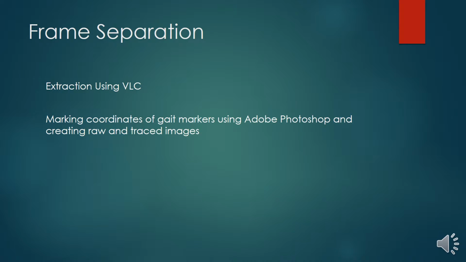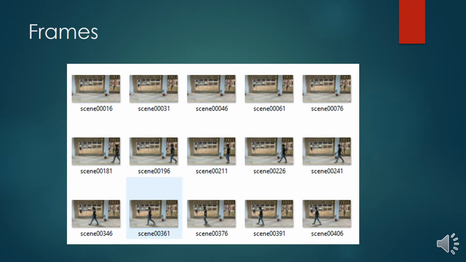So after making the video, we separated the frames using the VLC media player, and after separating the frames we obtained the coordinates of gait markers in different frames using Adobe Photoshop. Here is the screenshot of various frames obtained from the video.